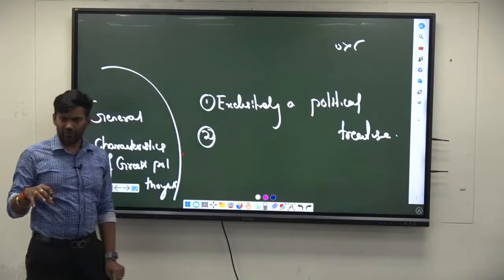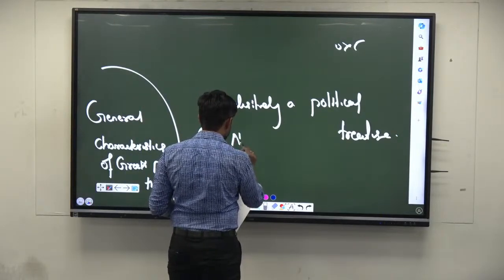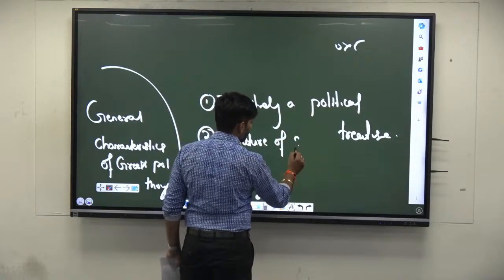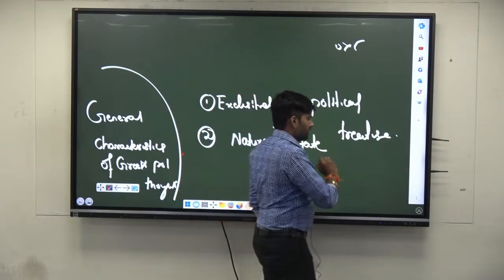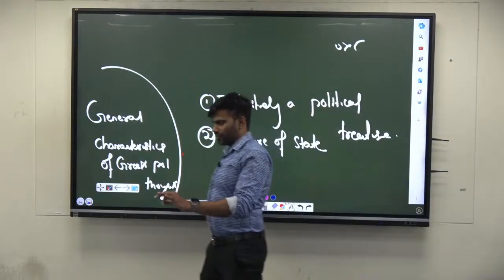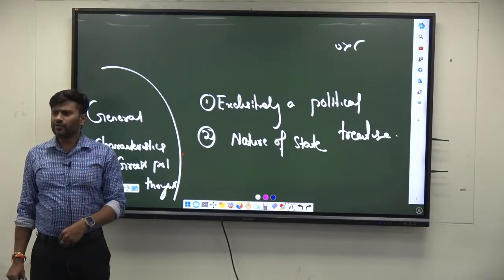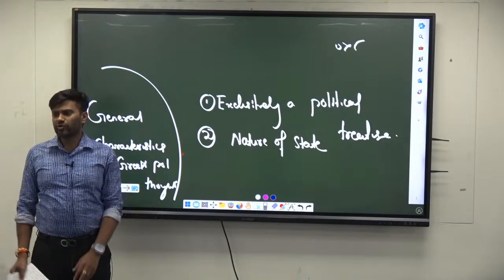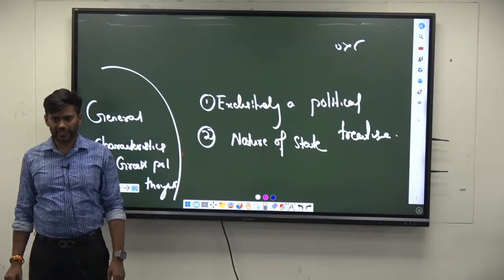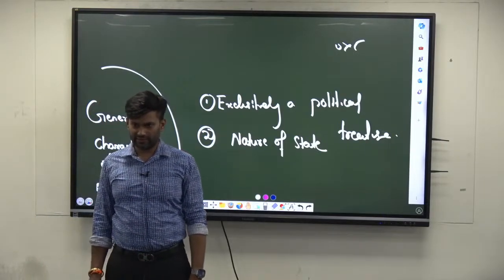the main focus of the Greeks was the nature of the state. Largely the Greeks have focused on what? The nature of the state. So what do you mean by nature of the state? They have dealt with questions such as: how did the state come into being? What are the functions of the state? What are the qualities of an ideal ruler?